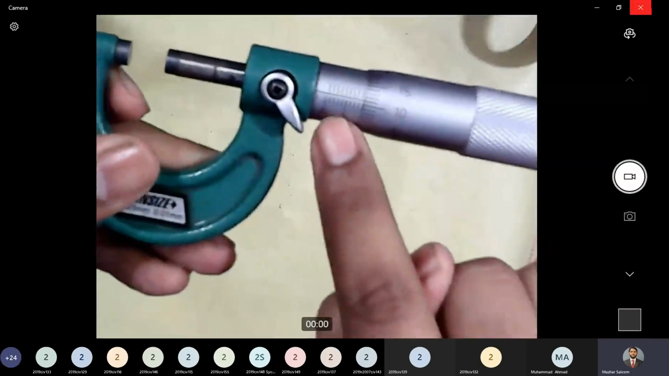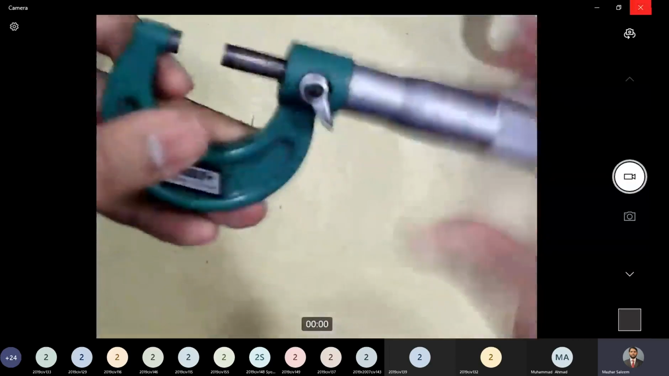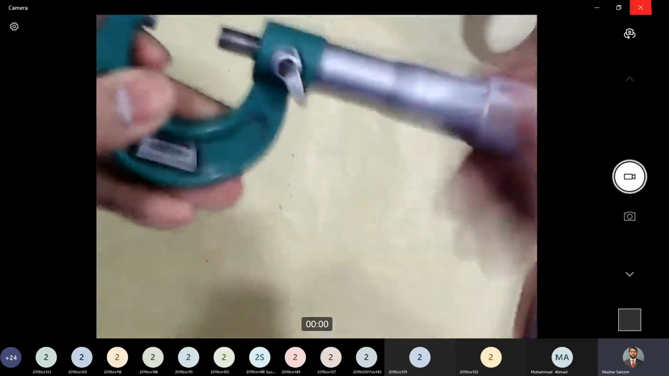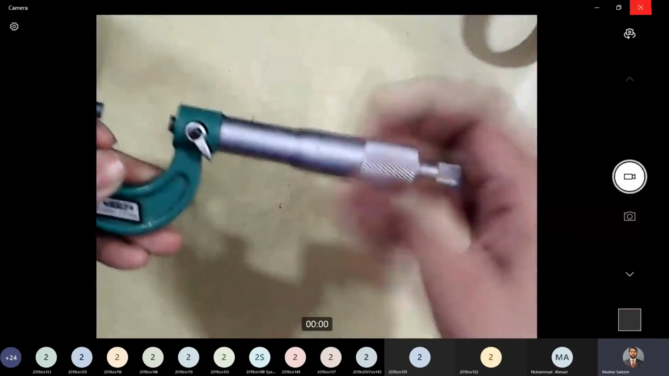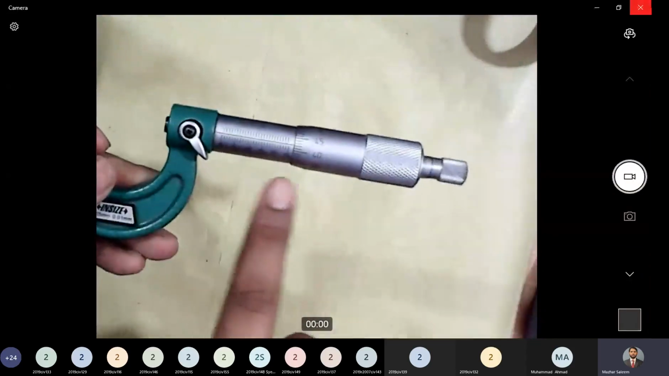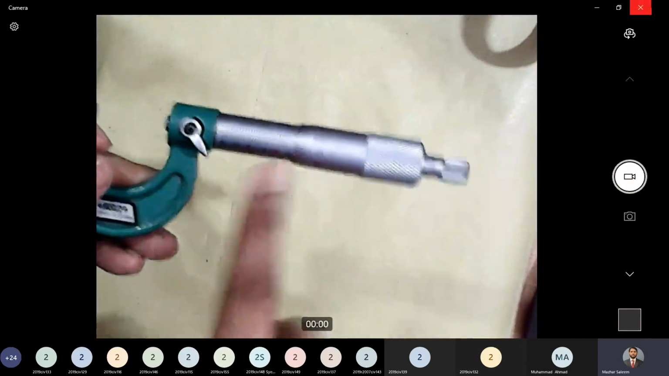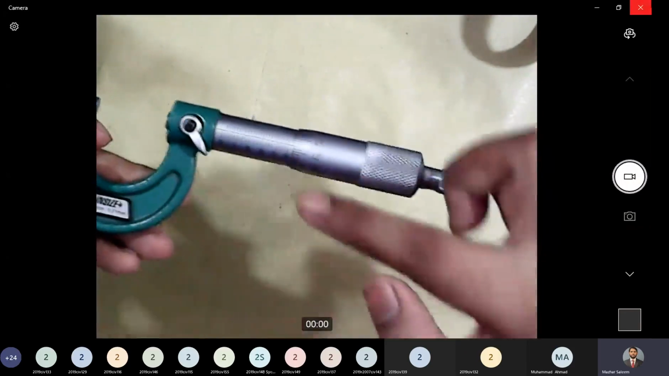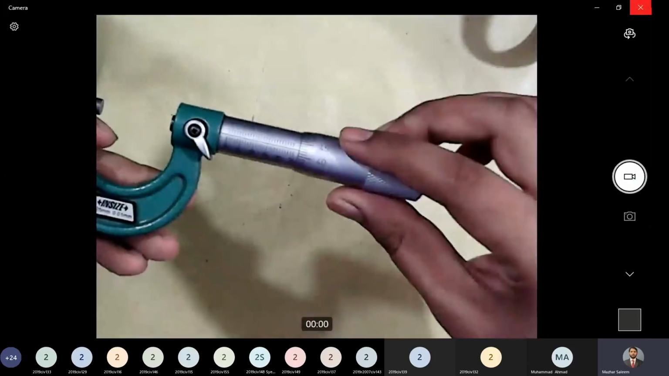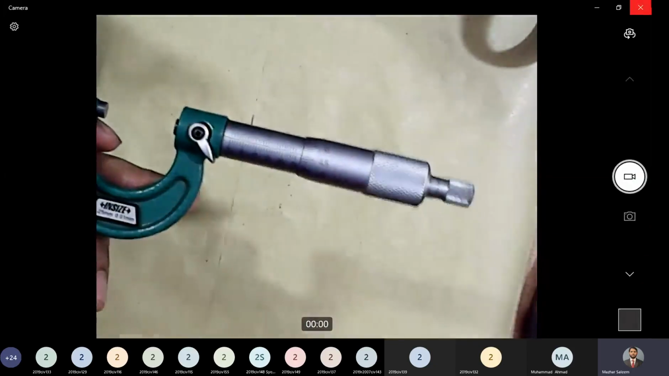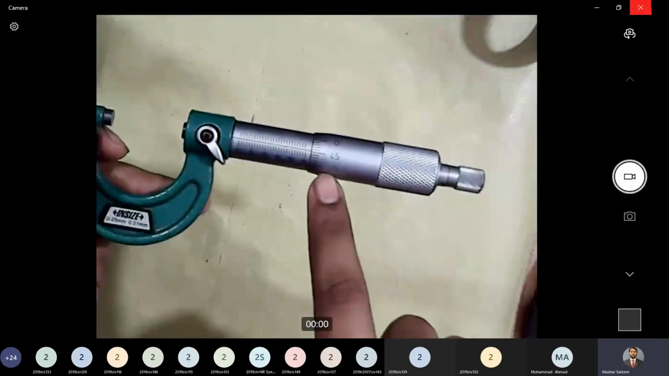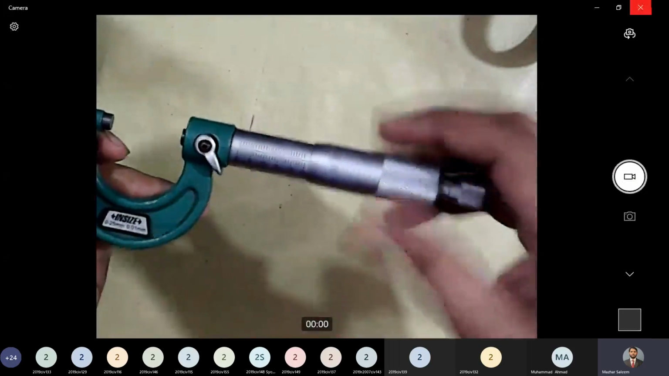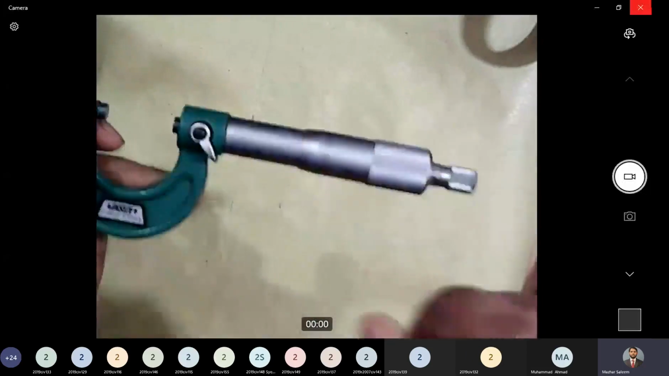The linear scale is up to 25 millimeters. Let me just open it up completely so that you guys can see that. So the linear scale is graduated up to 25 millimeters because the range of the instrument is up to 25, and circular scale is further divided into 50 divisions. So that makes like 1 millimeter is divided into, it is divided into 100 actually finally.